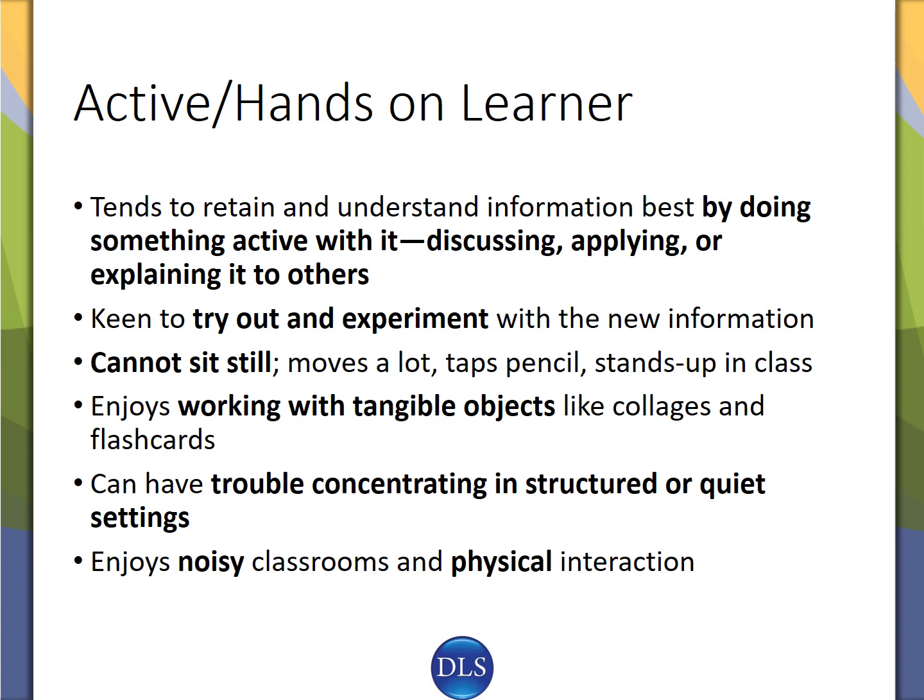Active learners usually remember and understand information better when they can do something active with the material. An active learner might enjoy making flashcards or discussing an idea with others. They are often excited about trying out and experimenting with new information. Active learners may move around a lot, tap their pencil, or stand up in class. They like working with objects they can touch, like collages and flashcards. Sometimes active learners have trouble concentrating in places that are too quiet. They usually like noisy classrooms and physical interaction.